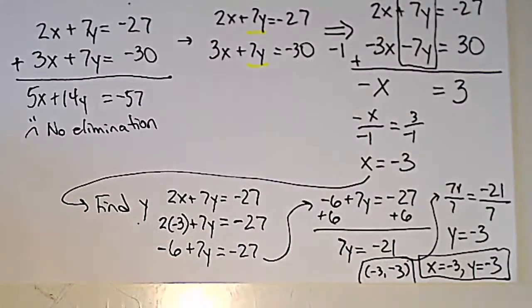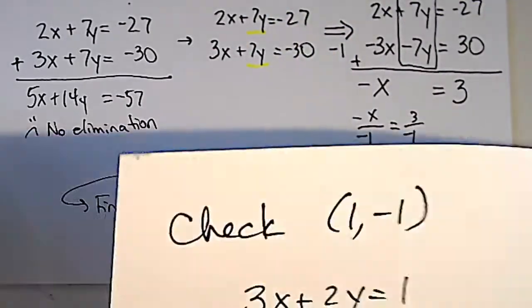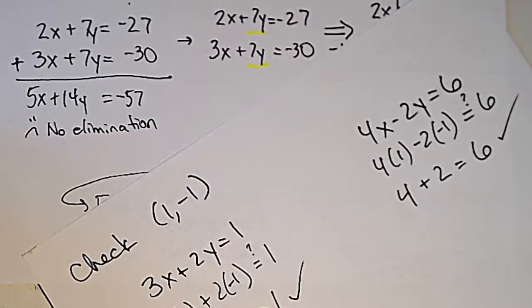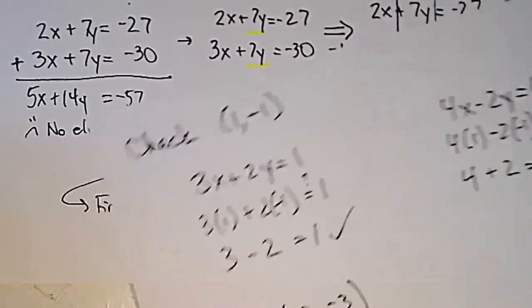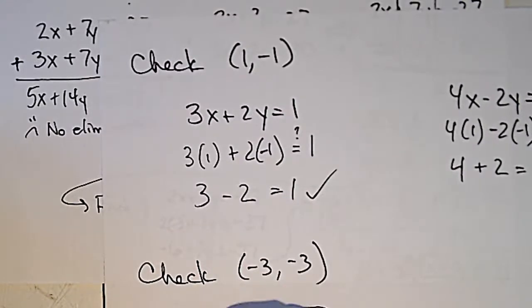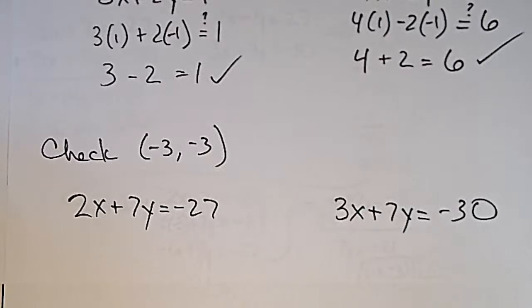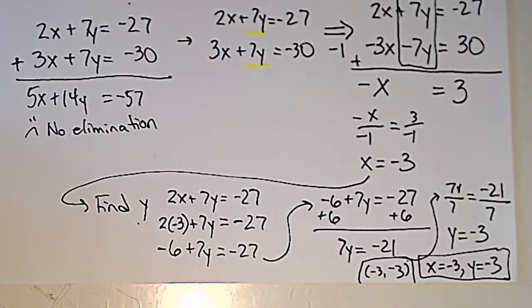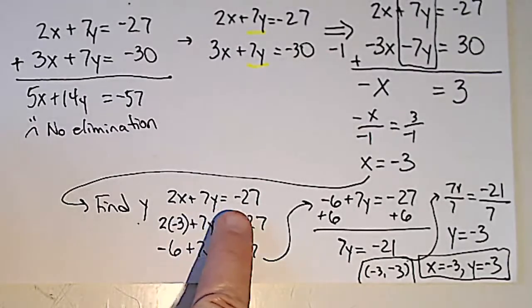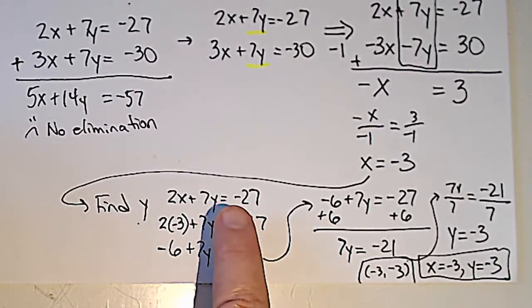So shall we go on the back and next page and check our answers? Matt Damon says yes. Yay! Okay, so I've got to check the point -3, -3. My first equation is 2x plus 7y equals -27. My second equation is 3x plus 7y equals -30. Okay, right there.